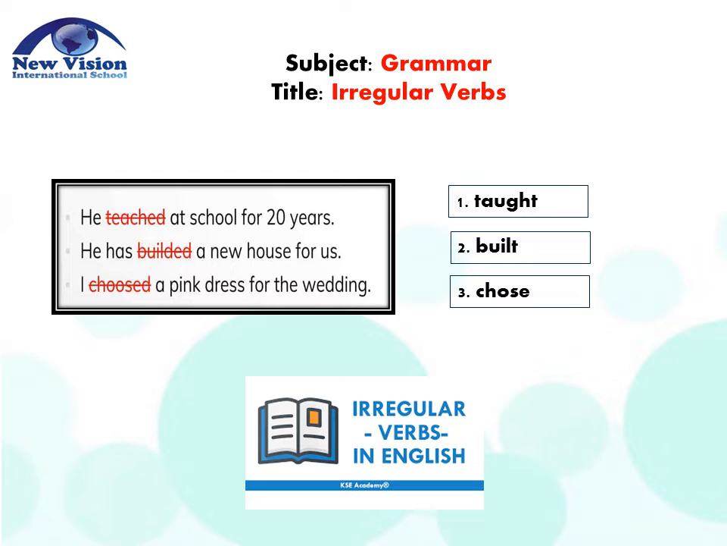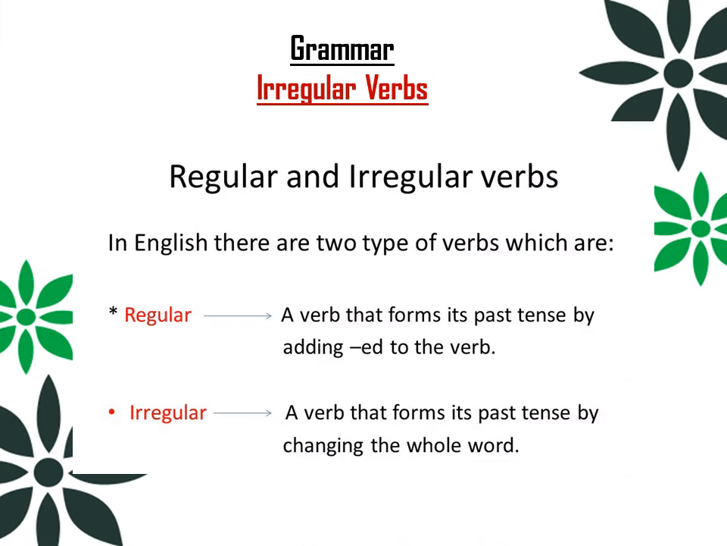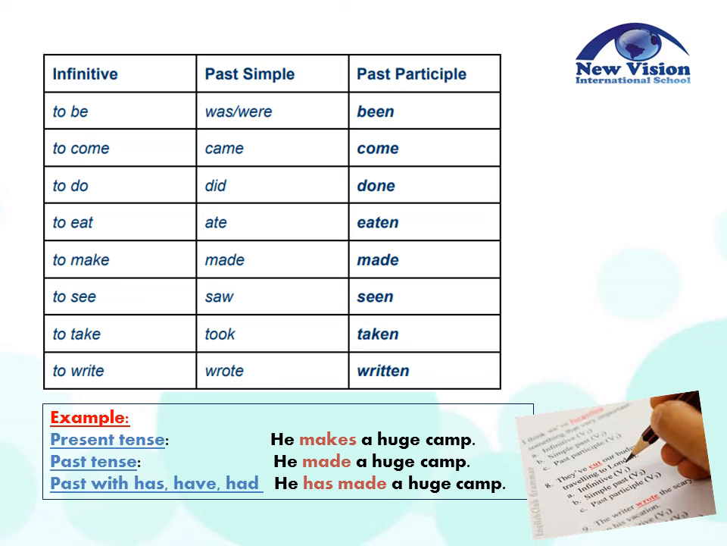Well done. Irregular verbs. Let's read a common rule about regular and irregular verbs. In English, there are 2 types of verbs. Regular: a verb that forms its past tense by adding ed to the verb. Ed, remember ed. Irregular: a verb that forms its past tense by changing the whole word. Eat, ate. Come, came. Okay, don't forget it.